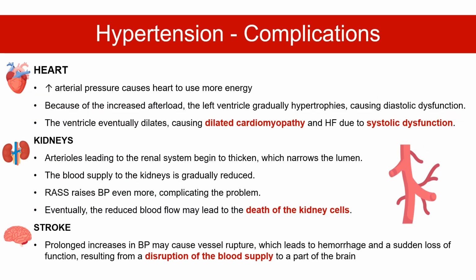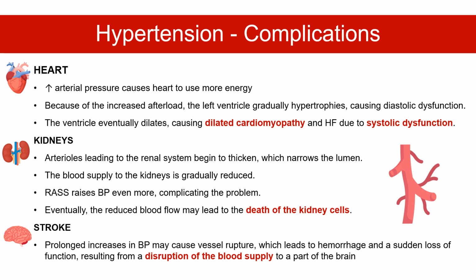Hypertension complications. Complications are what we were trying to avoid. And since this is considered the silent killer, a lot of times patients are already going to have this by the time they are diagnosed. So these are our target organs. The heart. This gives a description of what hypertension does to the heart. Ultimately, the ventricles will eventually dilate. It's going to cause a dilated cardiomyopathy and heart failure.